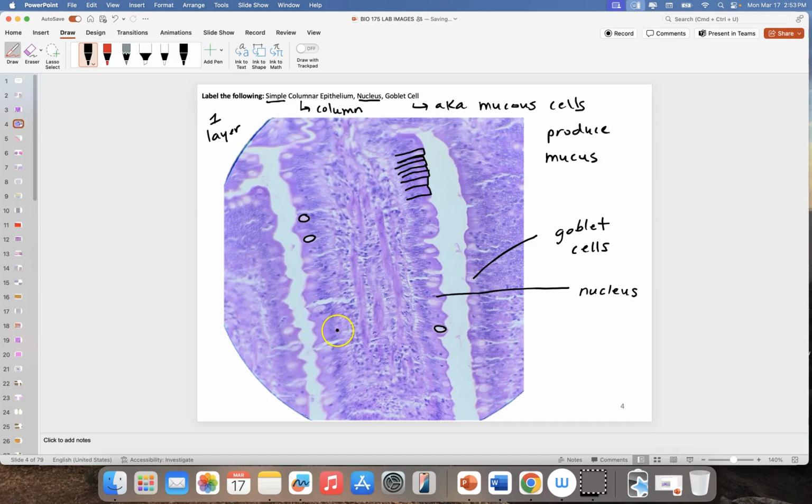We've got our nucleus labeled. We have one of our goblet cells labeled. Now we can label our epithelium. All of this right here is going to be our epithelial tissue. Remember, it faces the space or free surface. So that means that this is going to be our simple columnar epithelium.